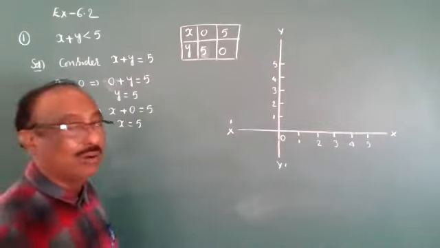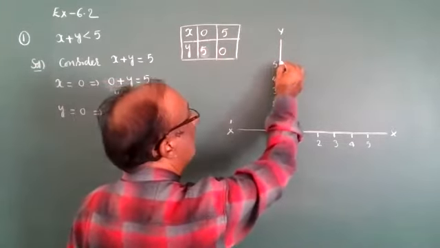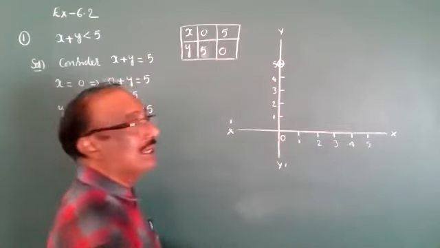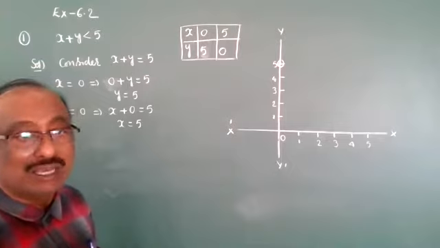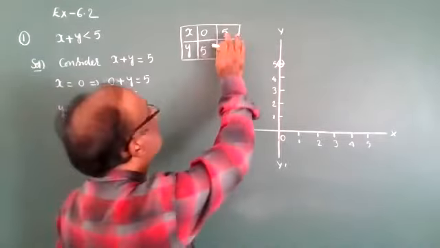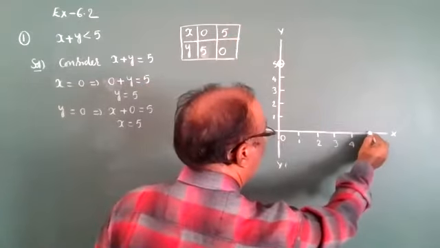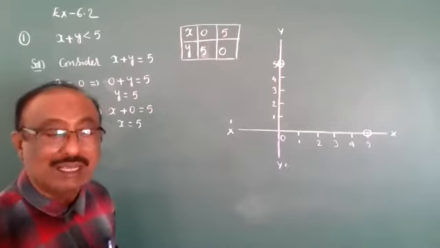Now x is 0, y is 5. It is on the y-axis; round it up. Y value only we have, no x value. X is 5, y is equal to 0. Round up, put the point on the x-axis.